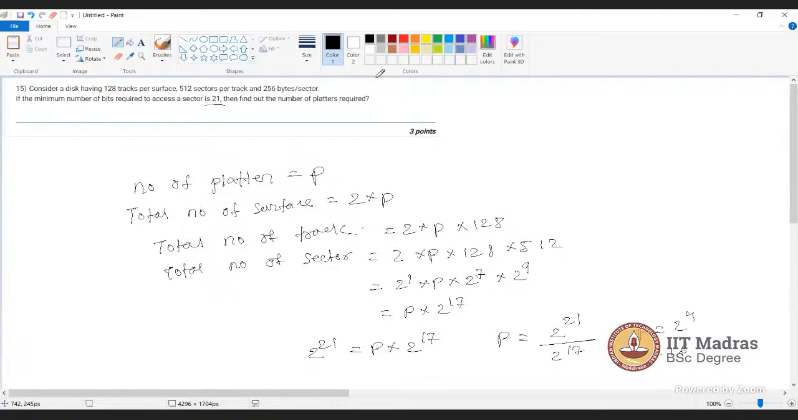So can anyone tell what is the disk size then? Size of the magnetic disk? It should be 2 into 256. P into 2 to the power 17 into 256, which is 2 to the power 8, right? So 2 to the power of 29 is the size of the disk. You have to only multiply. Here you can see the total number of sectors is P into 2 to the power 17, into 256, right? That is 2 to the power 8.